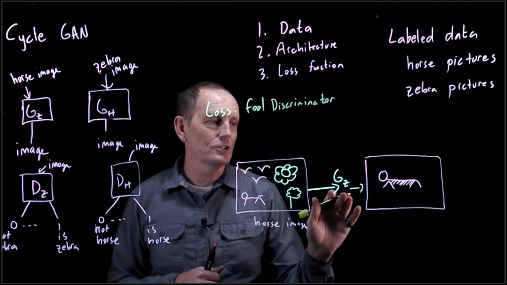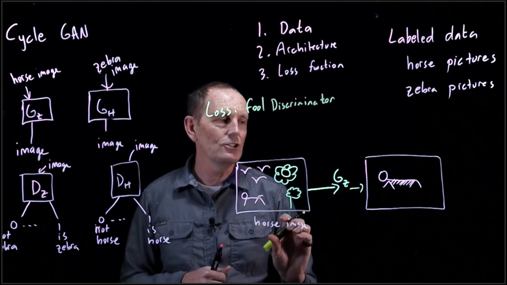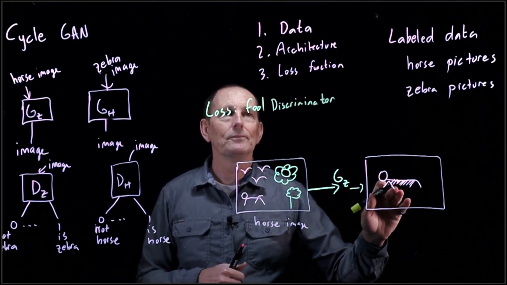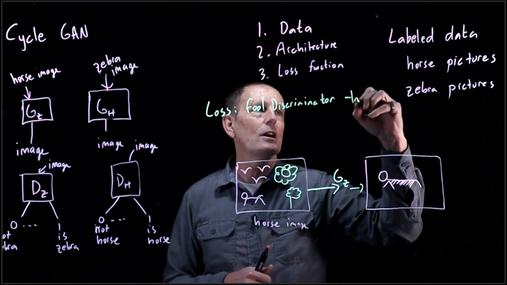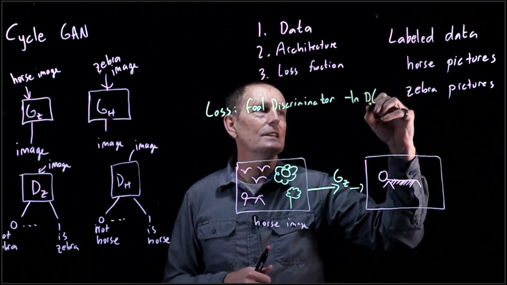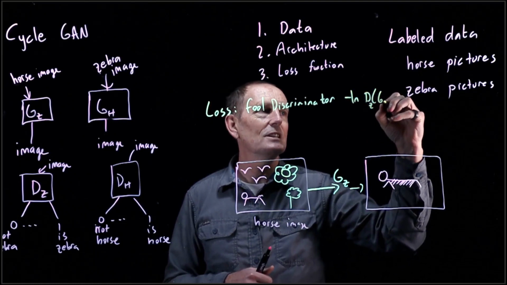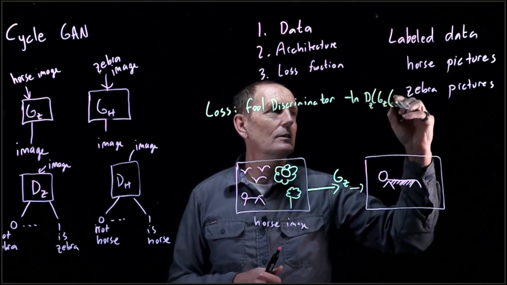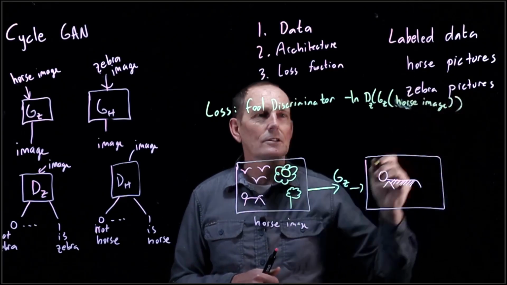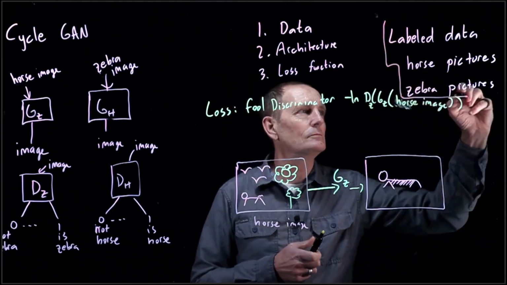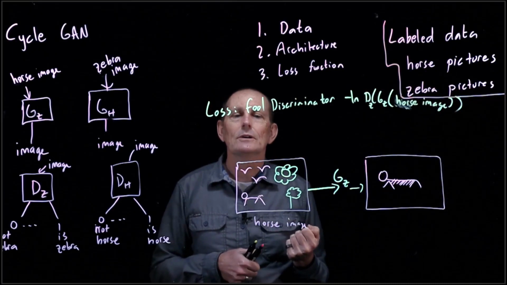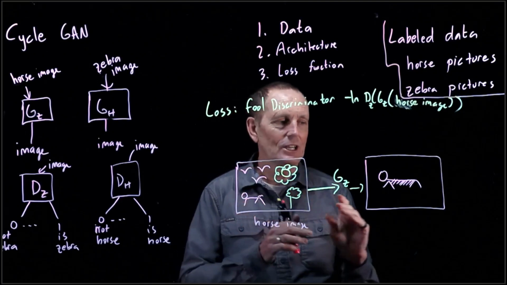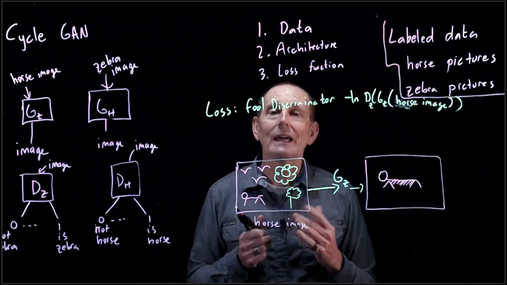This, in this case, is our loss function for g sub z. So when we're trying to change g sub z, we want to make sure it's coming up with a realistic-looking zebra. So this is, again, negative loss of d sub z of g sub z of our image. So of our horse image. Not only do we want to do that, though, we want to make sure that the horse image and the zebra image are like one another.